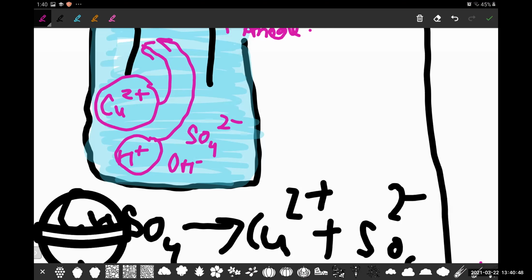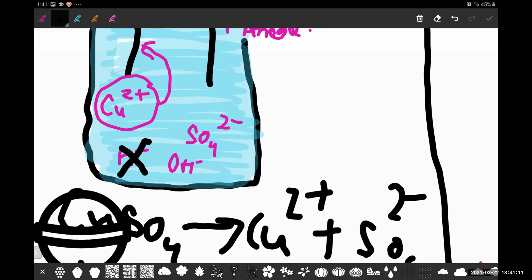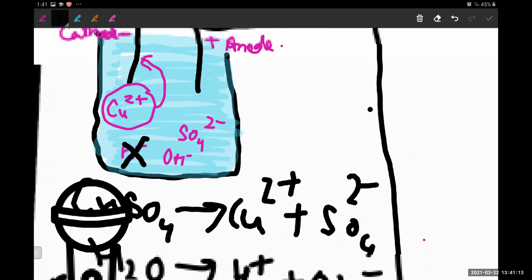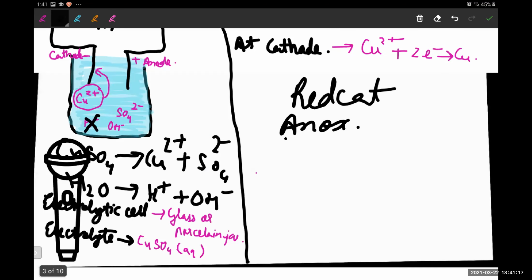Now see, why H has not been discharged? Tell me what is the reason? I told you in the beginning only. The reason is that Cu is below H in the electrochemical series. That's why. So here what we'll do, we'll just cancel this H. H is not taking place. Okay. Next we'll talk about this SO4 and OH minus. So this reaction will be happening where? Now see, what is happening here?